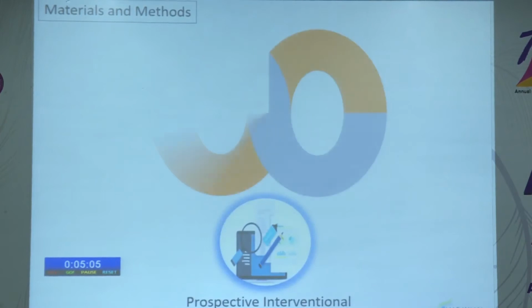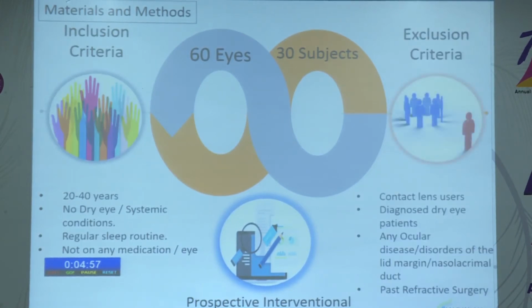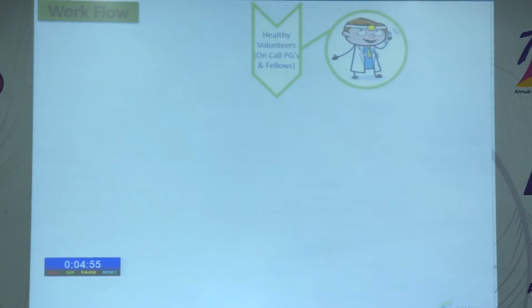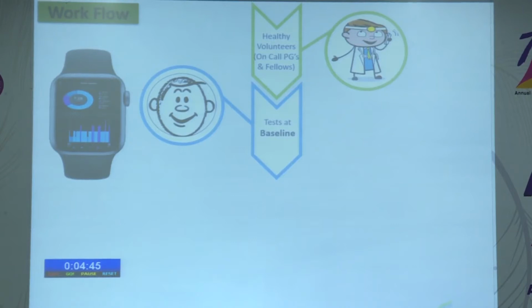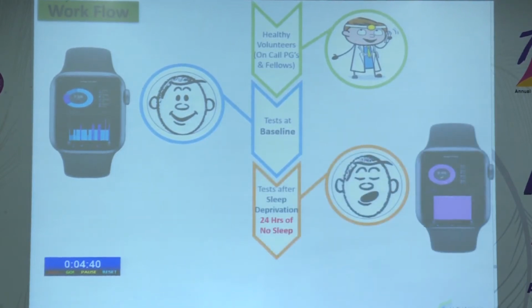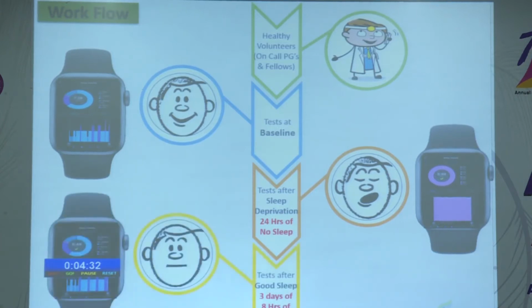The materials and methods: it's a prospective interventional study in which 30 subjects and 60 eyes were studied. The inclusion and the exclusion criteria have been noted here. So what we did is that the healthy volunteers that are postgraduates and fellows from our institution were included in the study. First, the tests were done at baseline. At baseline, we gave them a smart watch which could record their whole sleep cycle. After 24 hours of no sleep, that is sleep deprivation when they were on call, etc., we did the tests after sleep deprivation, and the tests were done again after 3 days of good sleep.